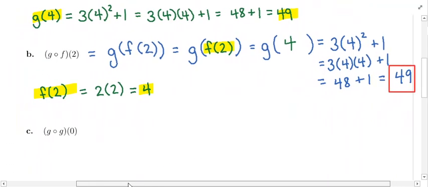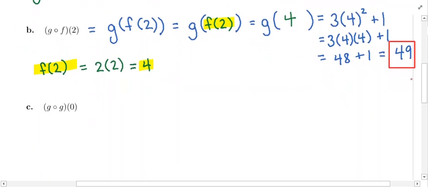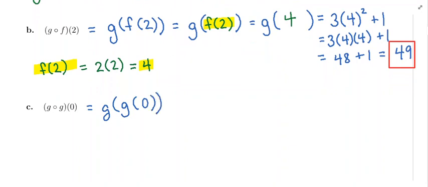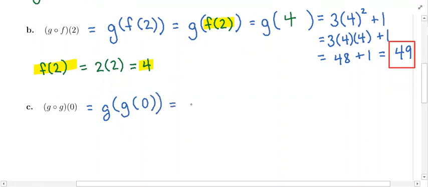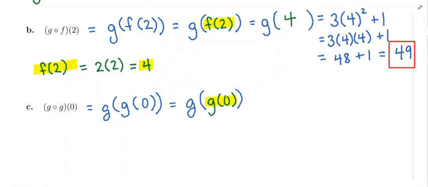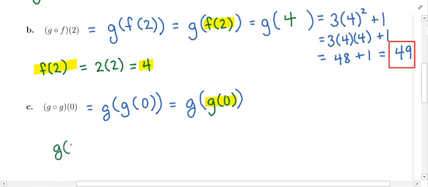Let's do g of g of 0. So g is both the inside function and the outside function. I'm going to color code it. We've got g on the outside, and on the very inside we have g of 0, which I'm putting in green. I'm going to start inside the parentheses and go out to the side and compute g of 0.